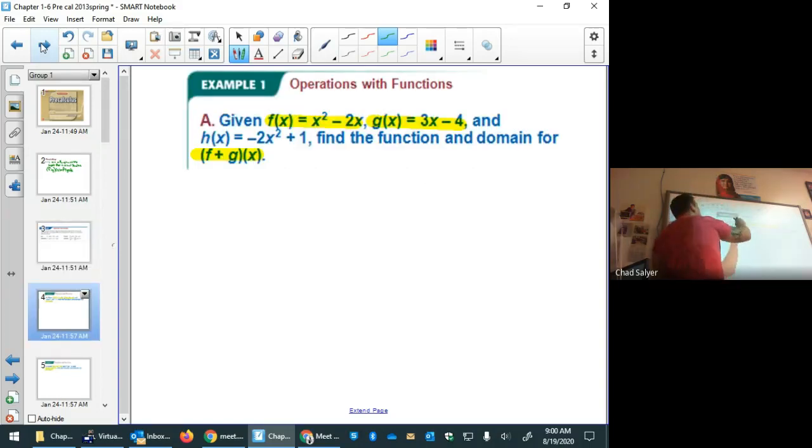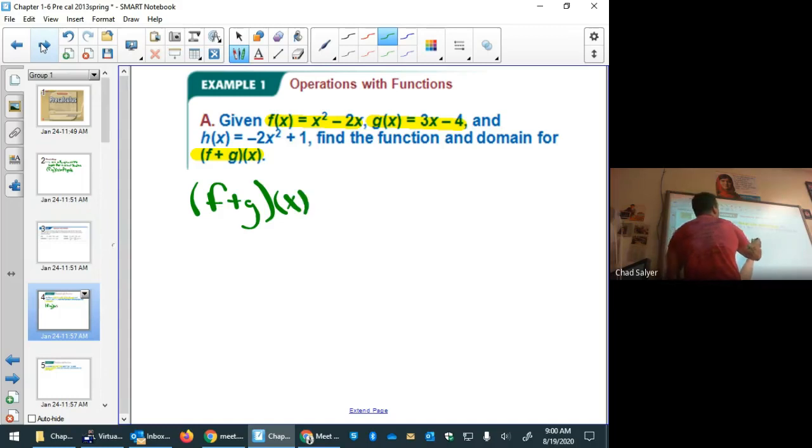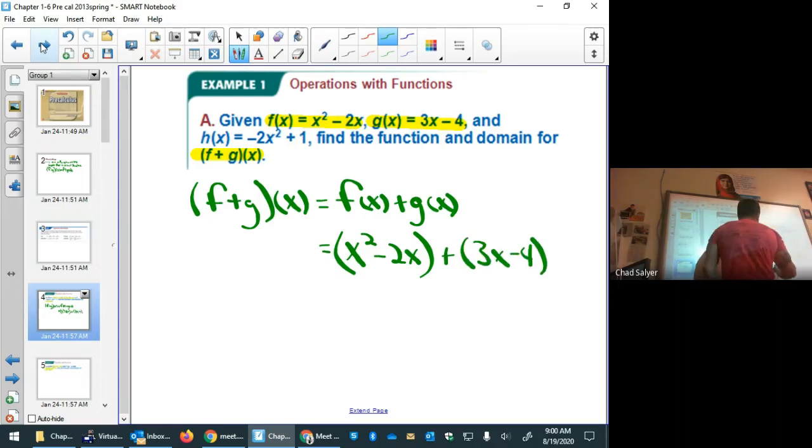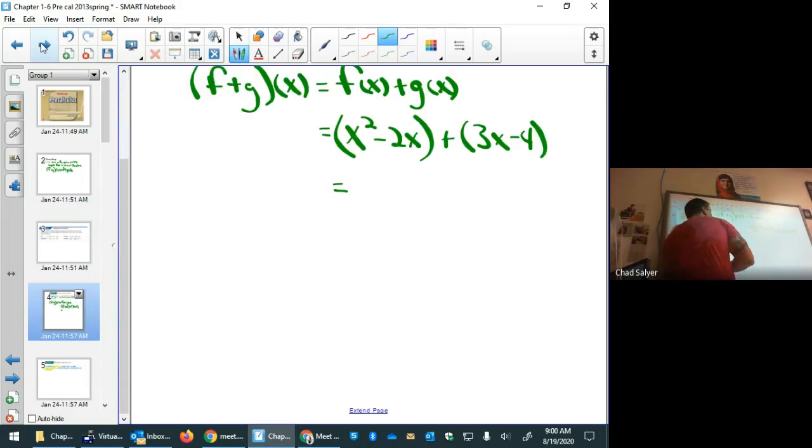Okay, so given the following, f of x equals x squared minus 2x, and g of x equals 3x minus 4, find the function and domain for f plus g of x. Notice h is kind of a red herring here. We don't use that. Okay, so f plus g of x equals f of x plus g of x, which in this case is x squared minus 2x plus 3x minus 4.